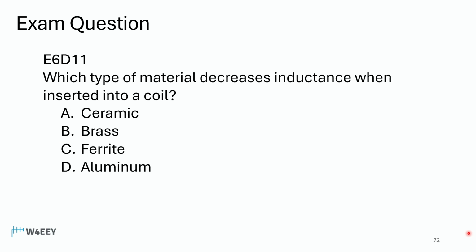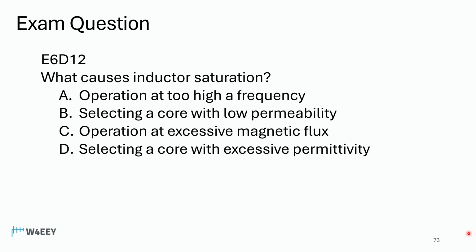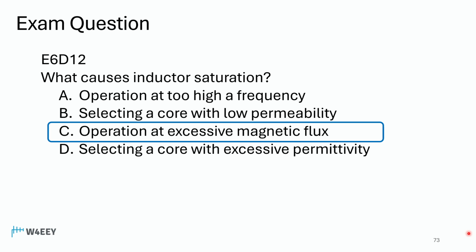What type of material decreases inductance when inserted into a coil? Bravo. Yeah, that's brass, and that really is used. What causes inductor saturation? Charlie. It is Charlie. Operation at excessive magnetic flux, which happens if it's too much current for the inductor to handle.